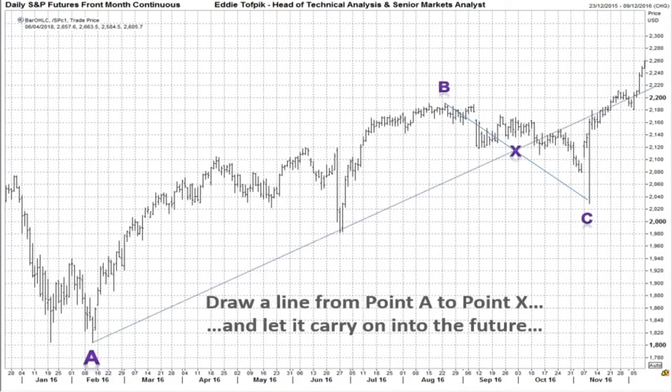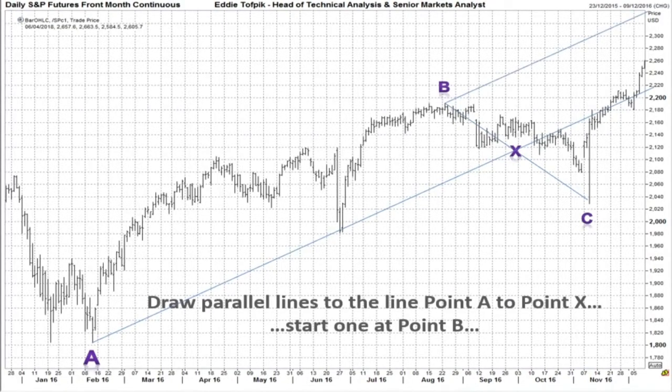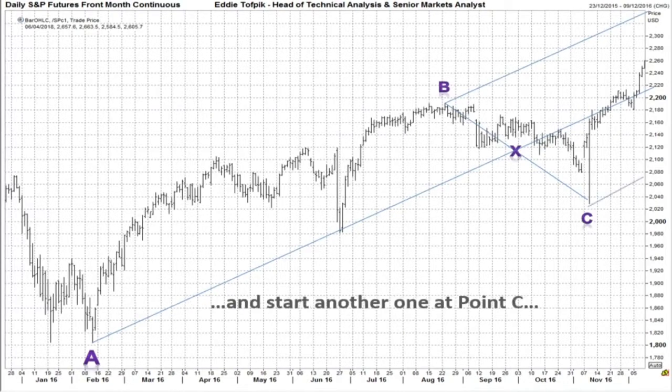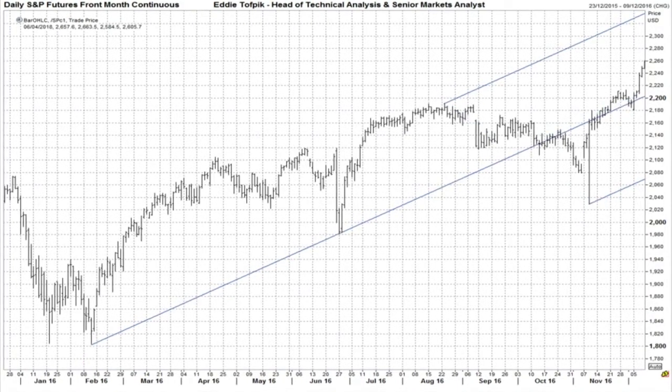And then you draw a line from the original point A through point X, let it carry on into the future, and then draw a parallel one to point B and another one to point C. Now, using the charting software, that's your basic bullish Andrew's Pitchfork, and this is what it looks like in real life. That's the actual one I used at that time. So it's three trend lines, basically. They're all parallel to each other, and they're named after the tines of a pitchfork. So it gives you the upper, lower, and the middle one, obviously.